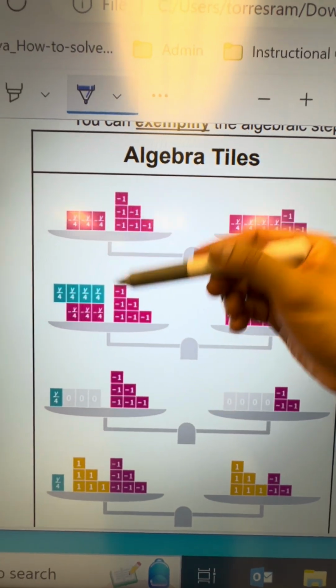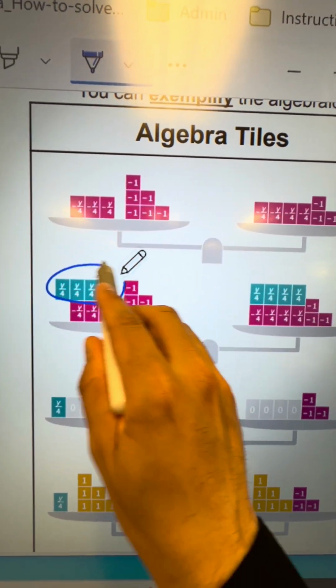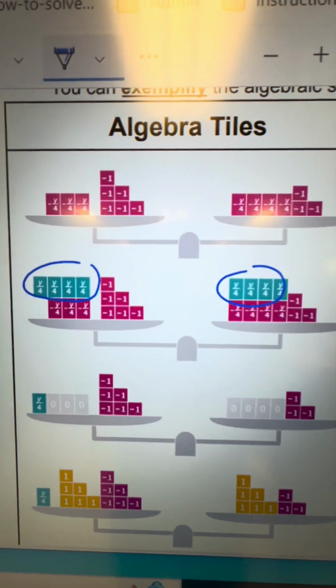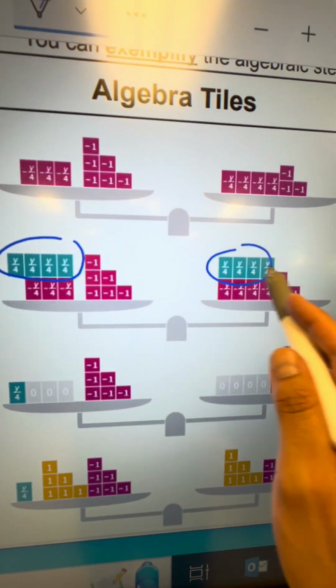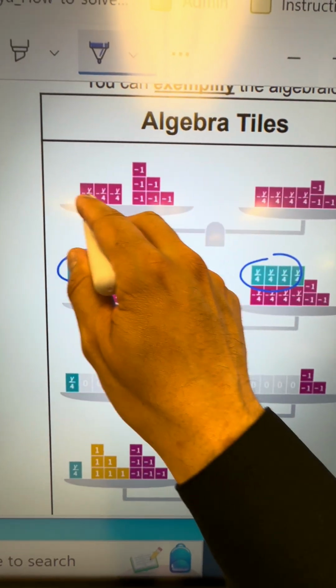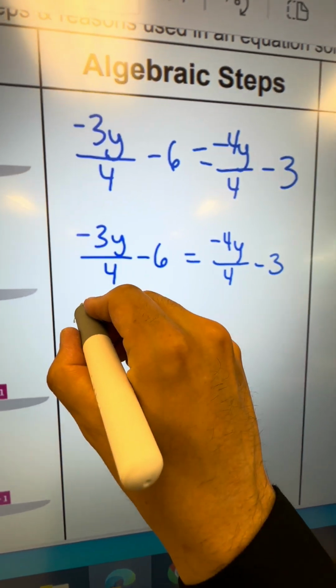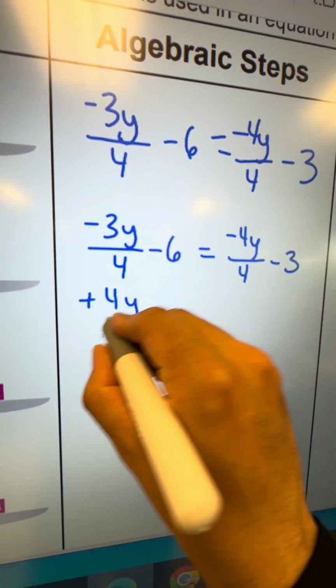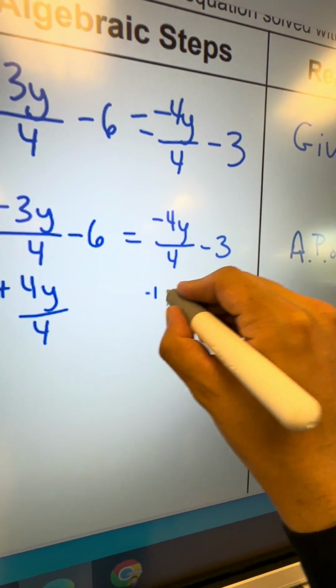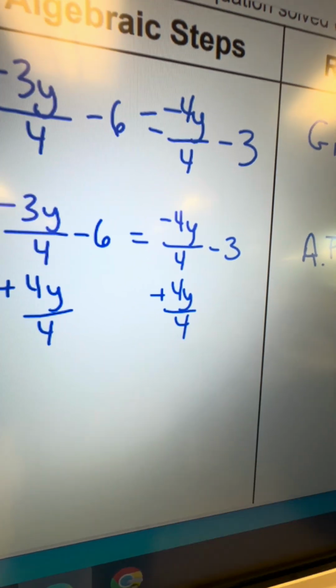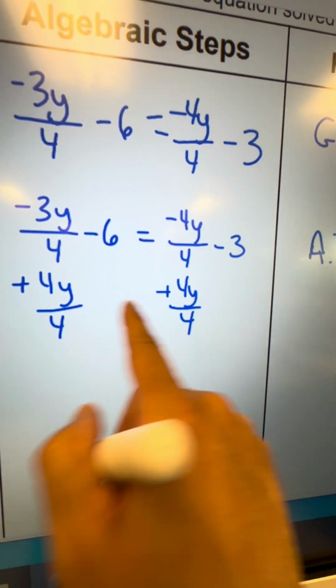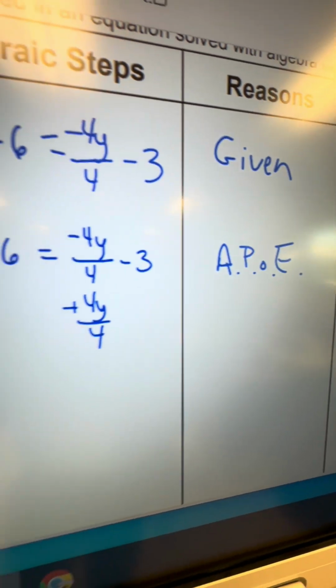Now I can see from my next step, what changes is that they added 4y over 4 on both sides. So we added 4y over 4 on both sides. And notice that everything else is identical. So what I did is I copied the original equation that I started with, except now we're adding 4y over 4 to both sides. So plus 4y over 4 to both sides. Since I'm adding 4y over 4 to both sides, that's the addition property of equality.